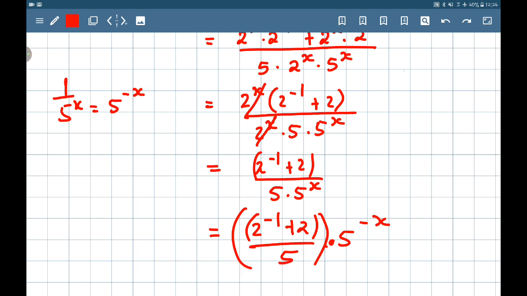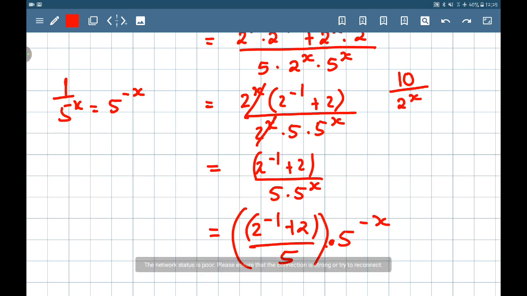Yes. Remember, guys, if you have 10 over 2 to the power x, this is the same as 10 multiplied by 2 to the power negative x.